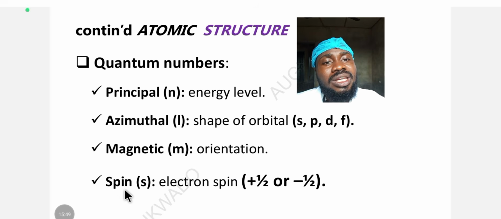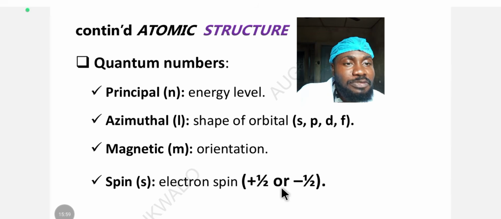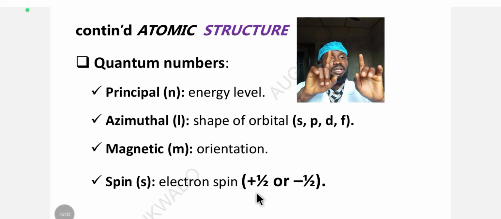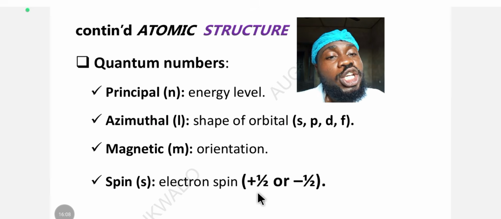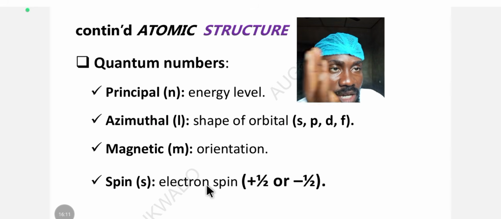Then the final one here is the spin. The spin is like the electron spin, plus half or minus half, depending on the spin. Is it up or is it down? What's the spin like? Is it facing up or is it facing down? But we just have to be familiar with all these concepts.